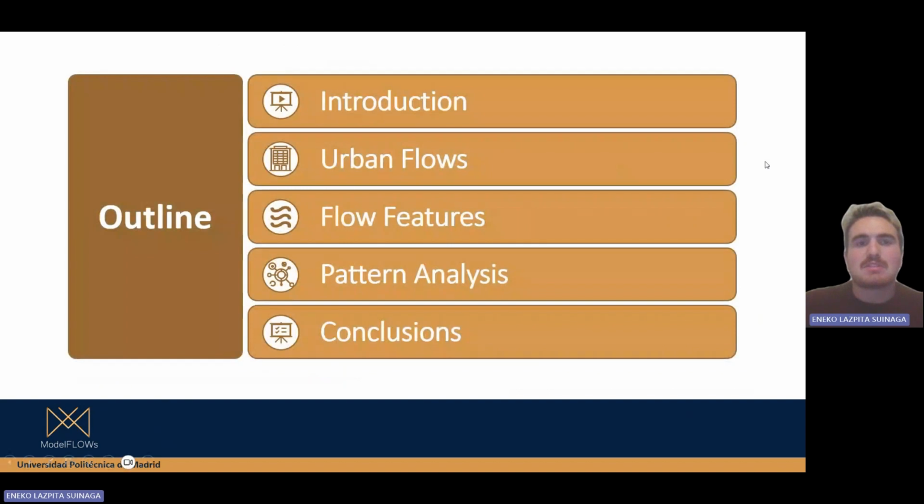So the guideline of this presentation will be the one that you see. I will introduce you to the problem, then speak about the urban flows and the main flow features they have. Afterwards, we're going to make a pattern analysis of these flows and finally give some concluding remarks.